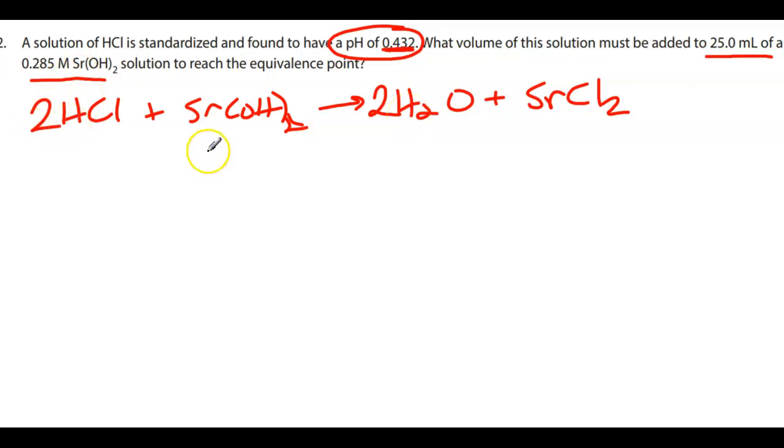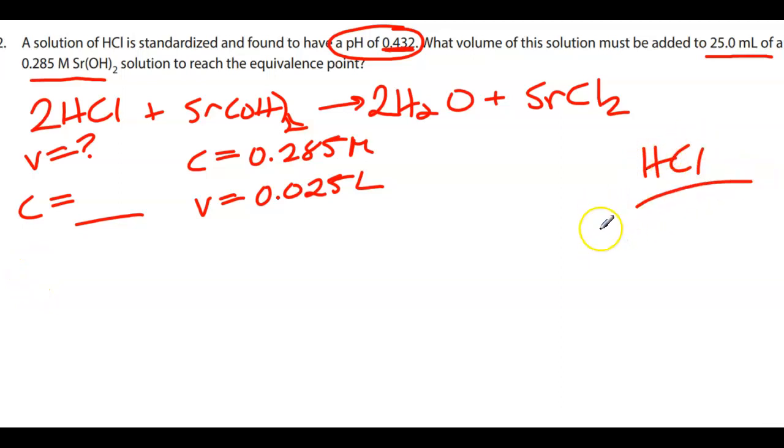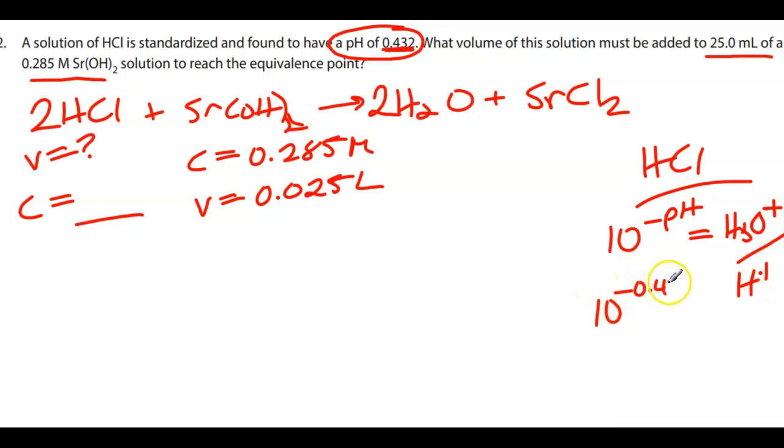Okay, so we have the concentration of this, 0.285 moles per liter. We have the volume of our strontium hydroxide, and we want to know the volume here, and we can find the concentration. So how we're going to find the concentration is a little side calculation. If we do 10 to the negative pH, remember that's going to give us our concentration of hydronium, which in other words is the same thing as saying hydrogen ions. So 10 to the negative 0.432 is 0.3698. Let's just do 0.37.